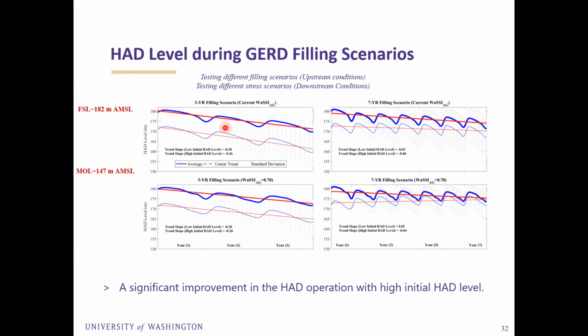In this case, still for the 3 year filling scenario, we will see a declining trend in the highest dam level, but not that much. By the end of the 3 years, it can reach around 173 or 172, something like that. Again, if we change the stress, it will go down maybe to 174 or 175, but I think this is very optimistic. So it's also emphasizing that the starting level of the highest dam is very important to consider when we do these scenarios. For the 7 year filling scenario, it's actually very good because in this case, by the end of the 7 years, the highest dam will be maintaining its operating level around 175.